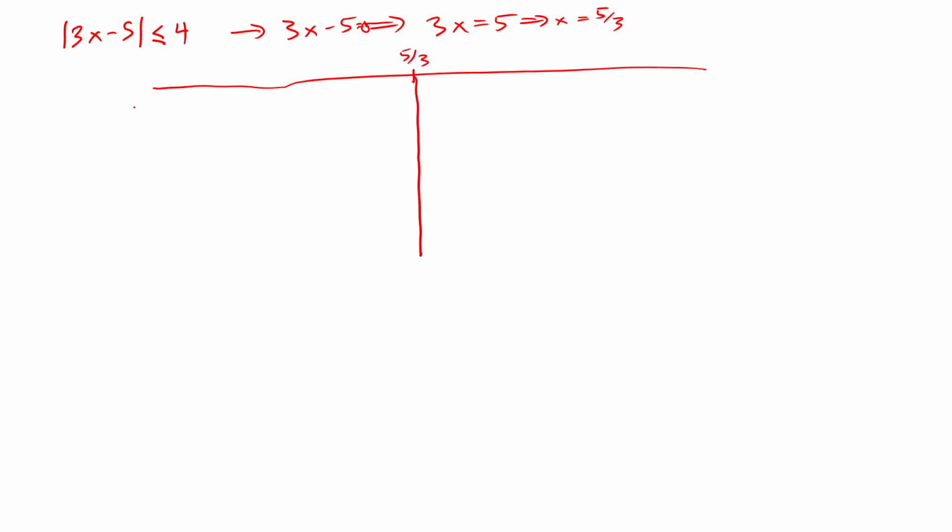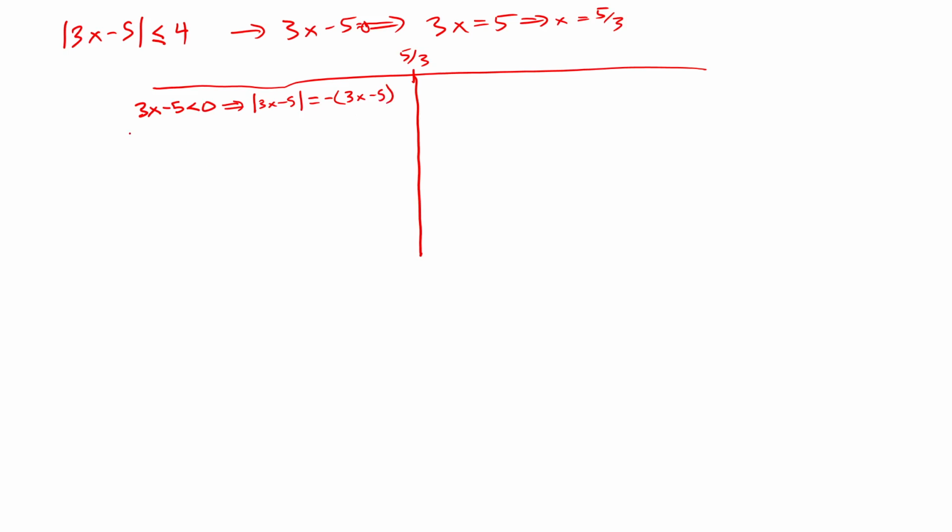Now, to the left of 5/3, the value of 3x minus 5 is less than 0. If you don't believe me, plug in a number for x less than 5/3. For instance, the number 0. 3 times 0 minus 5 is definitely less than 0. Well, since 3x minus 5 is less than 0, then that means the absolute value of 3x minus 5 is equal to negative (3x minus 5).